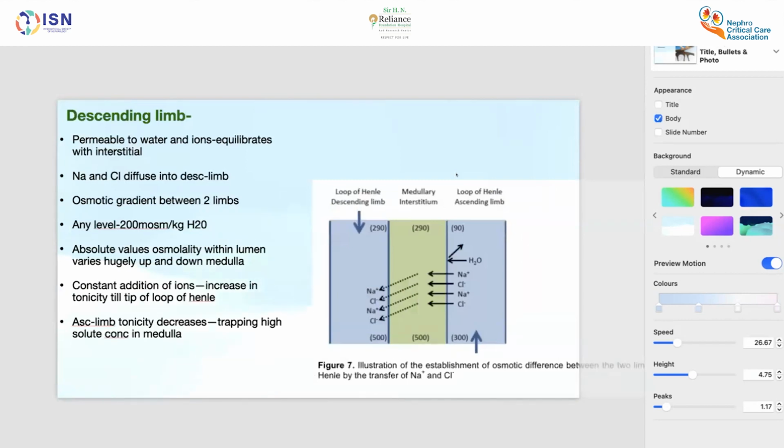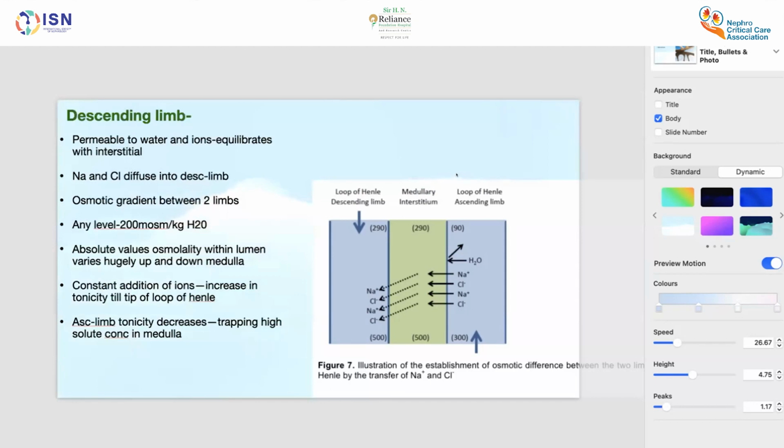Then the descending limb. The descending limb of Henle is permeable to water and ions, which causes equilibration in the interstitium. The sodium and chloride diffuse into the descending limb. This creates the osmotic gradient between the two limbs. At any level, this osmotic gradient is 200 milliosmol per kg of water. The absolute values of osmolality within the lumen vary hugely up and down the medulla.